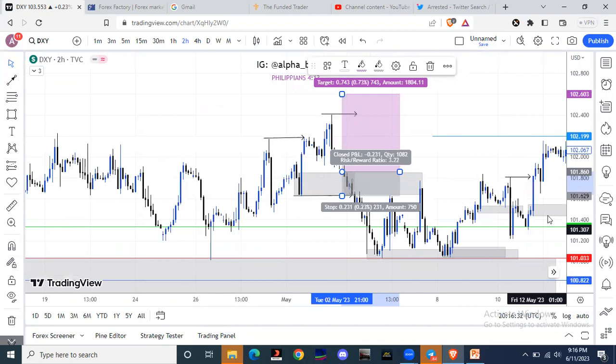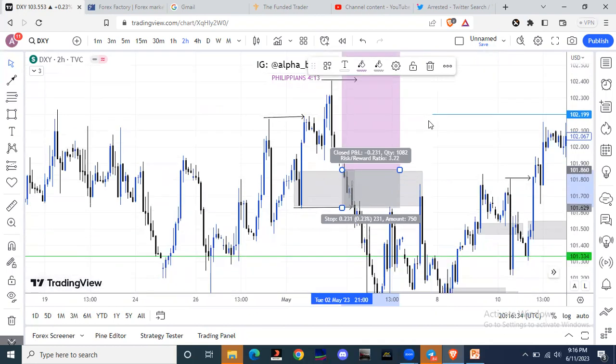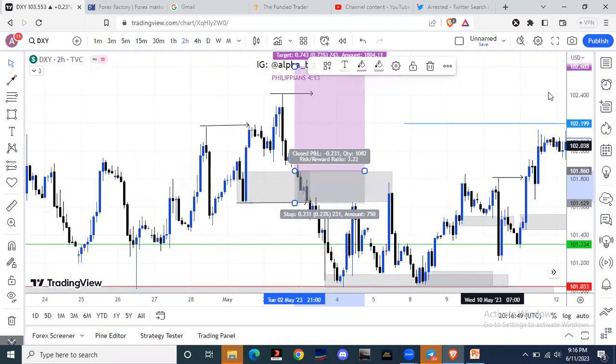You have to combine it with a lot of other confluences. You have to look at a lot of other things. Is this order block at a supply or at a demand zone? When am I trying to trade this order block? Is it at the proper session? Is it at the London Open or New York Open? Is it when there's a lot of volume in the market?